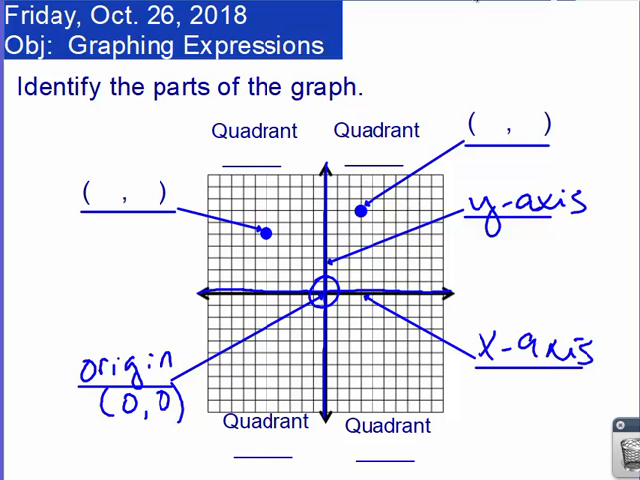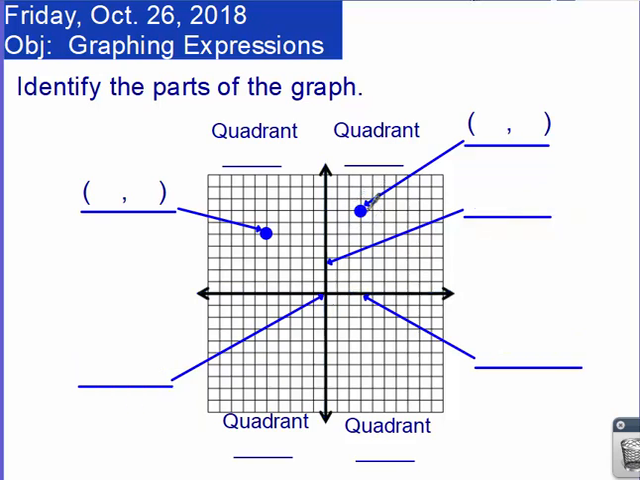So if I were to ask you what is this coordinate, you would say, starting at the origin, we go right 3. So that would be a 3. And we go up 1, 2, 3, 4, 5, 6, 7. So we would have the coordinate 3, 7. If we wanted to identify this coordinate from the origin, we're going to go left 5, which is negative 5. And we go up 5, which would be positive 5.